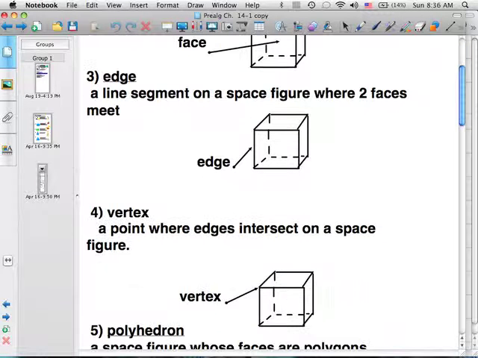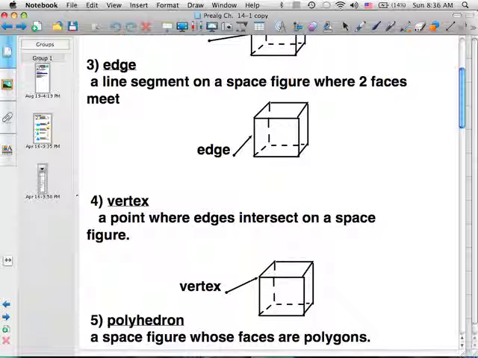A vertex is a point where the edges intersect. So here's a vertex, there's another one, and so on. These are all vertices. There's actually 8 of them.